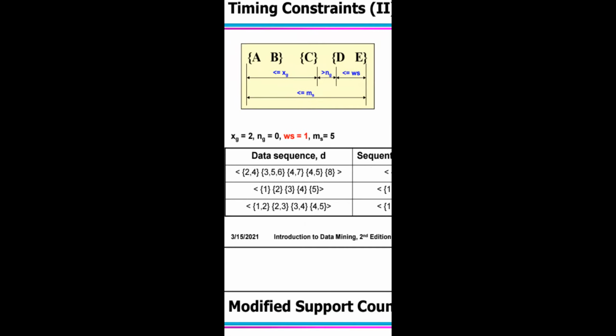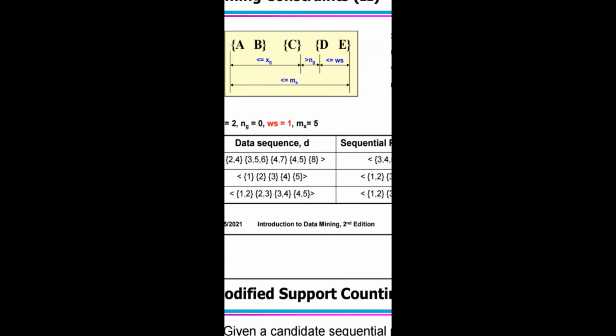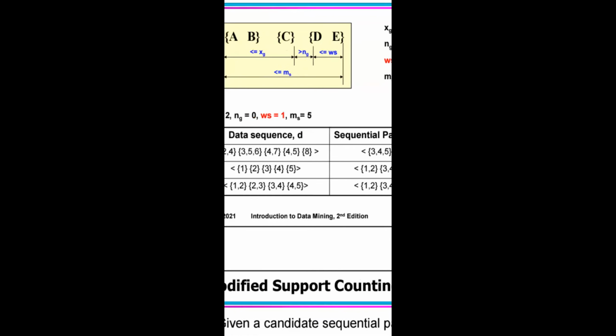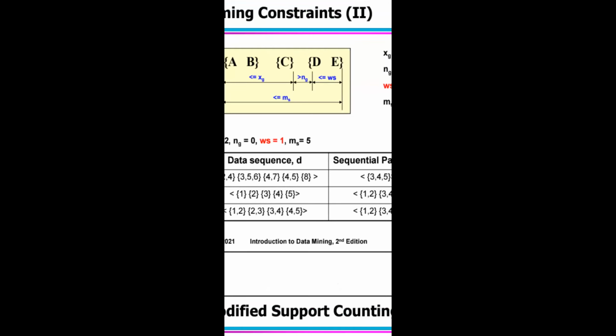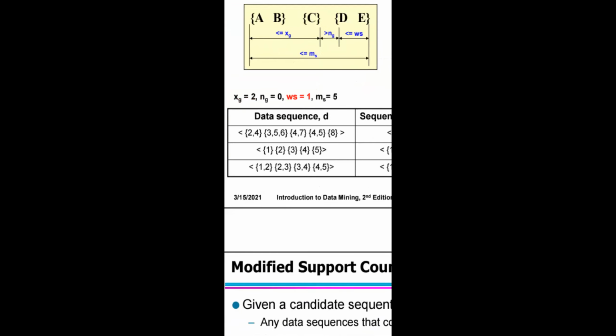And the second one is NG, that is the minimum gap. So between C, D and E there is only one gap. This AB is the item set, and C is the individual item. So in between A and C you have 2. That is the way you can say that the maximum gap is 2. And for the minimum gap, C and D, we have greater than or equal to NG, that is the minimum gap. So here the minimum gap is 0.